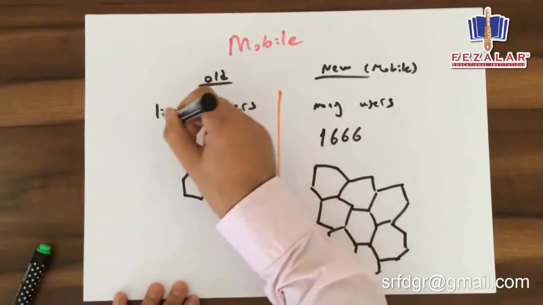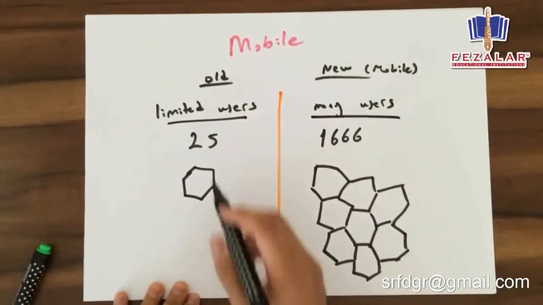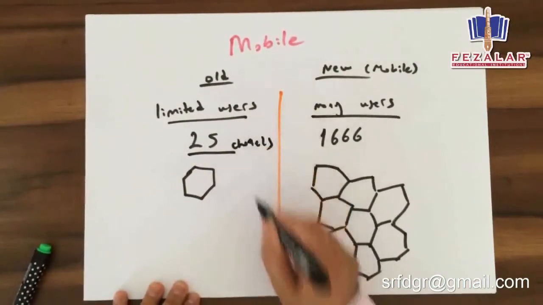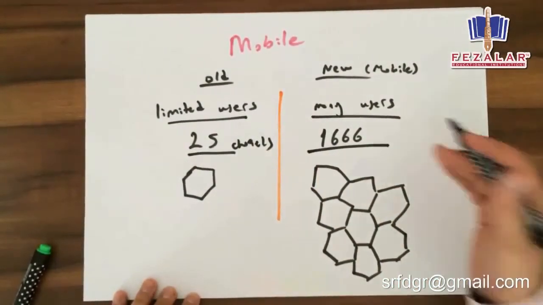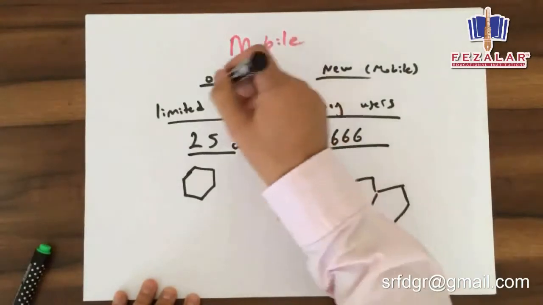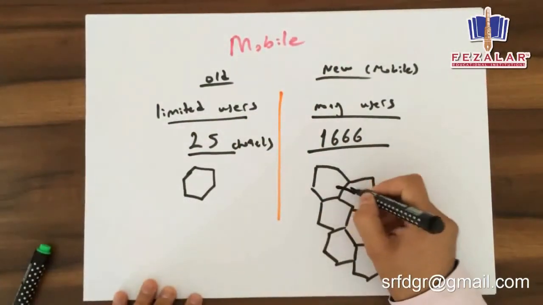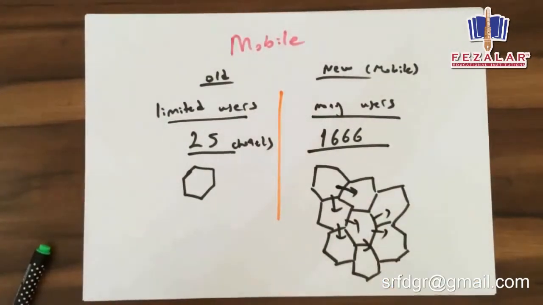In old systems, there are limited users. In mobile, there are many billions of users. There are 25 channels in the old one, and 1,666 channels in the new one. In the old system, there is only one region, but in the new system, there are cells, and you can pass over the cells.